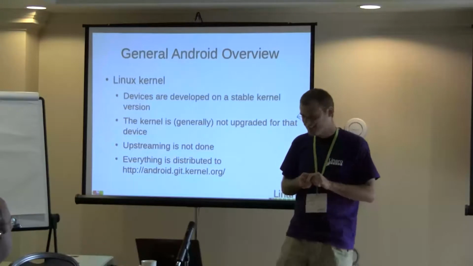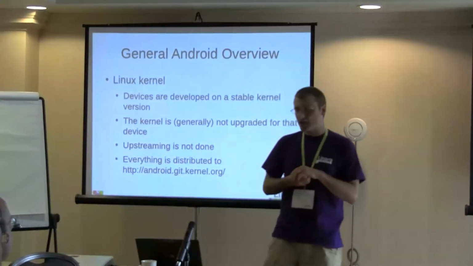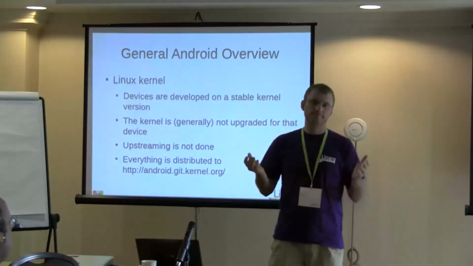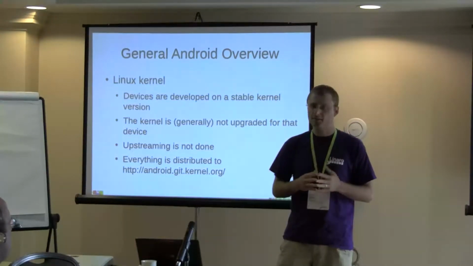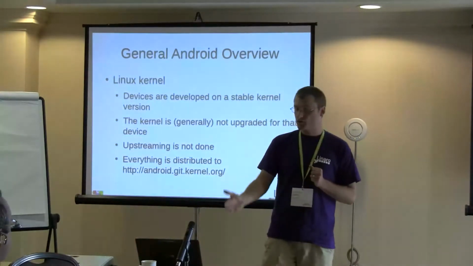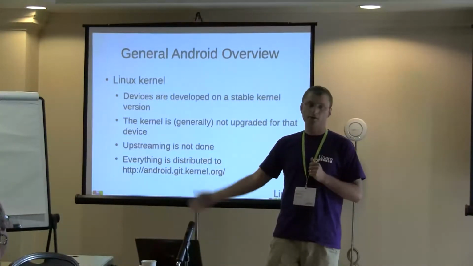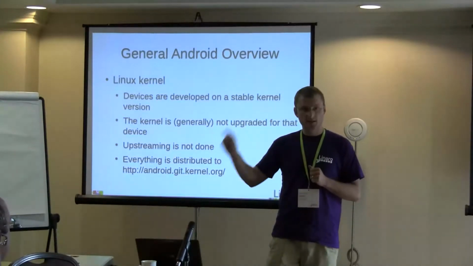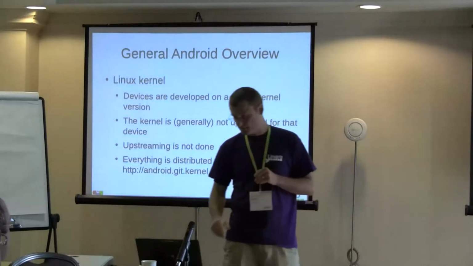But in general, they're not sending all of their patches up to kernel.org for a particular device. Everything is distributed at android.git.kernel.org. Everything. The current tip, the 3.2 kernel, is on android.git.kernel.org.